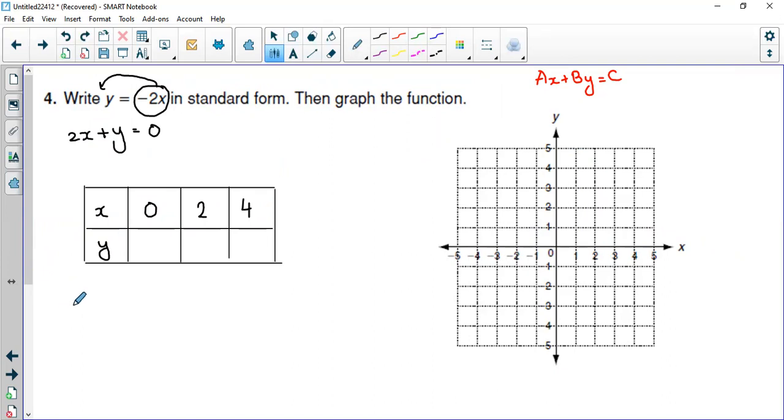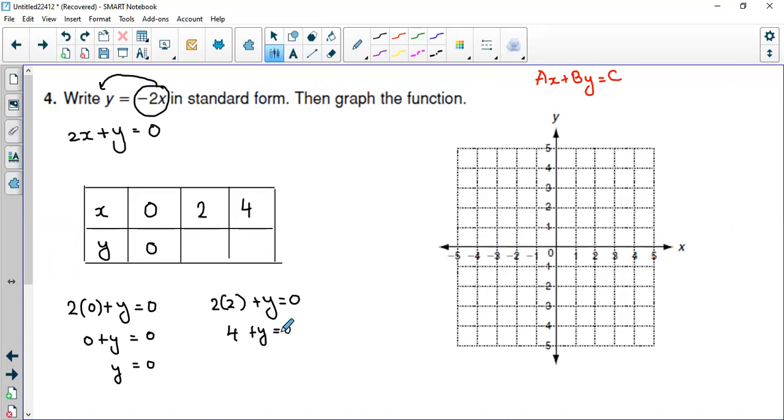Now what you're going to do is substitute the value of x here. So starting with 0, 2 multiplied by 0 plus y equals 0, 0 plus y equals 0, which eventually gives you y equals 0, which means when x is 0, y is 0. Now let's check for 2. 2 multiplied by 2 plus y equals 0, which means 4 plus y equals 0. y equals 0 minus 4, so y equals a negative 4.